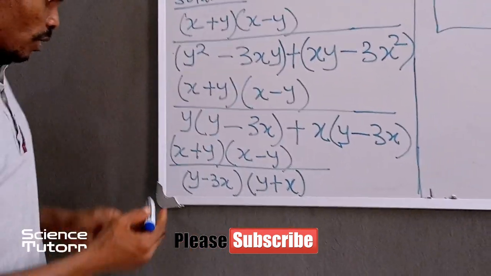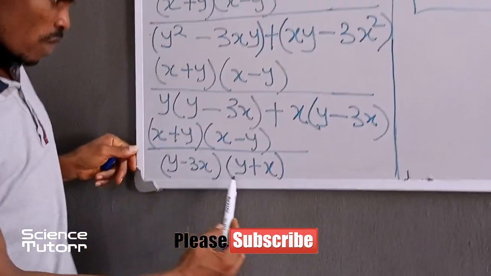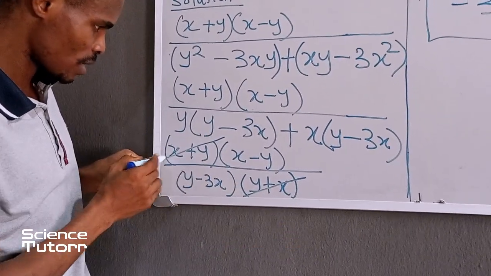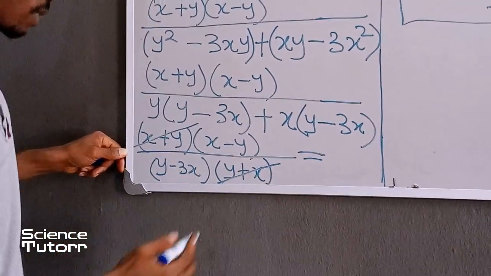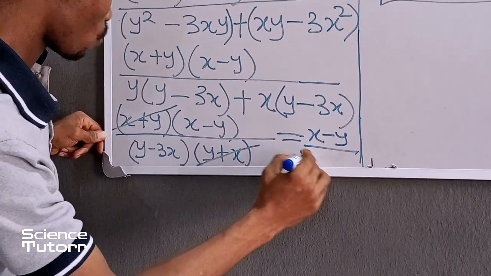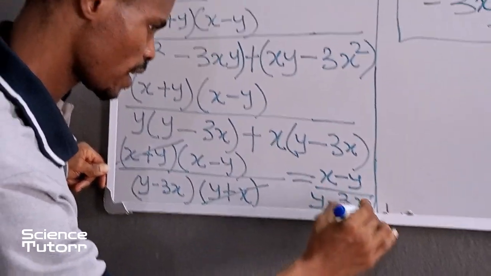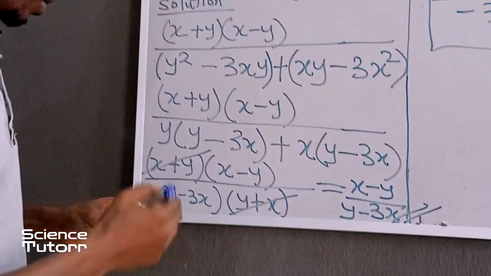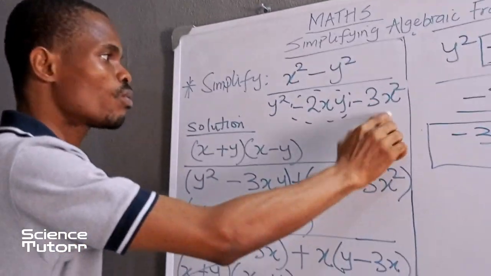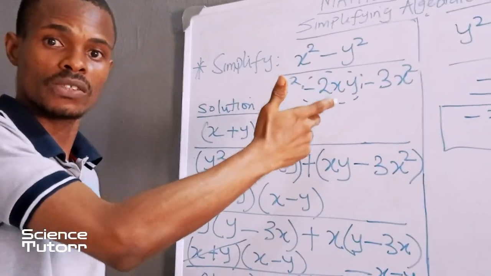Now let's compare. You see, we have x plus y, we have y plus x, automatically they cancel out because they are same terms. At the end of the day, we are going to be left with x minus y all over y minus 3x. Final result. So this is how we go about such a problem, irrespective of how complicated the denominator is.